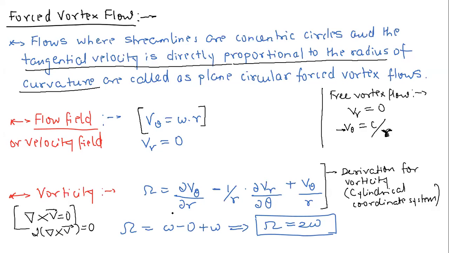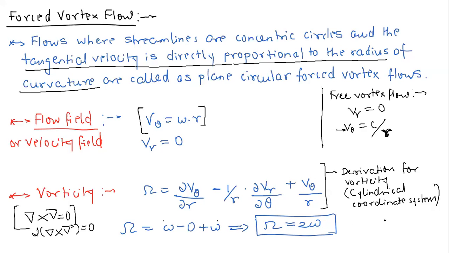Now let us see this. Just put the value of vθ from here into here. So vθ is rω, and ∂/∂r of (ω r squared) over r means this r is going to cancel out. The only term left is ω. Then minus (1/r) ∂vr/∂θ, and vr is already 0. Now coming to this term, vθ is rω, so again you have ω here. So finally the vorticity will be ω minus 0 plus ω. So vorticity is equal to 2 times ω.